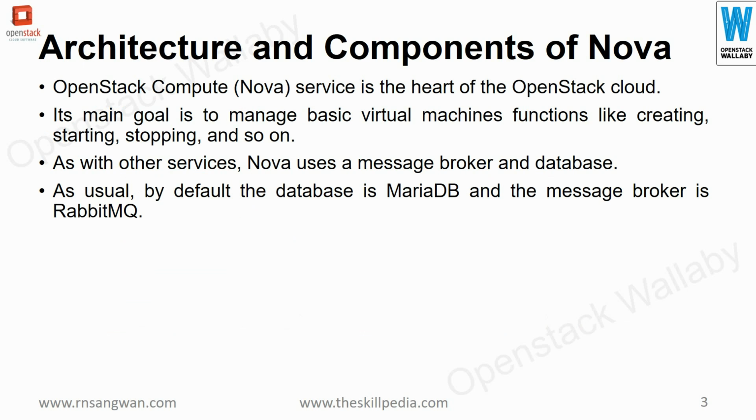Let's first understand the architecture and components of Nova. OpenStack Compute, or Nova service, is the heart of the OpenStack cloud. Its main goal is to manage basic virtual machine functions like creating, starting, and stopping virtual machines. As with other services, Nova uses a message broker, RabbitMQ, which we have configured, and a database. As usual, by default the database is MariaDB and the message broker is RabbitMQ.